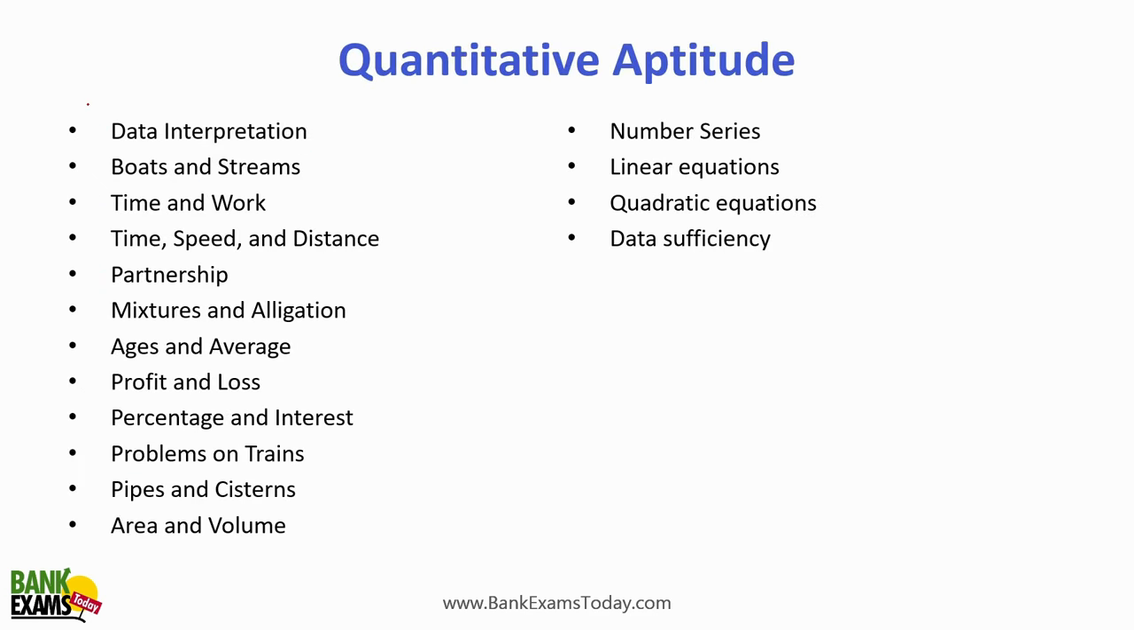In the quantitative aptitude, there is time, speed and distance, time and work, partnerships, mixture and allegation. Data interpretation is most important. Most of the questions would be from data interpretation. Sabse zyada question isme se aate hain. Boats and streams, kind of important topics. You can expect 1-2 questions from each of these topics.